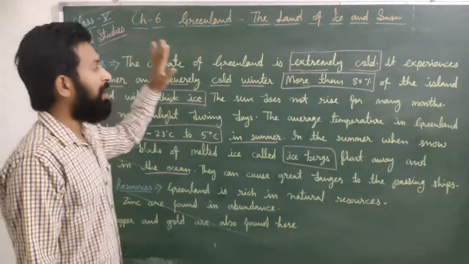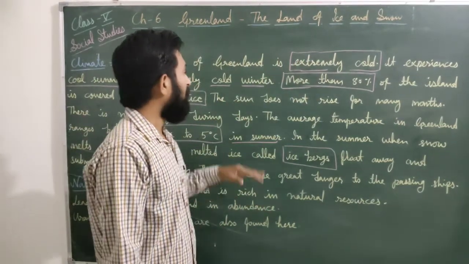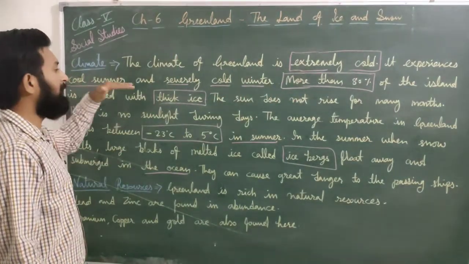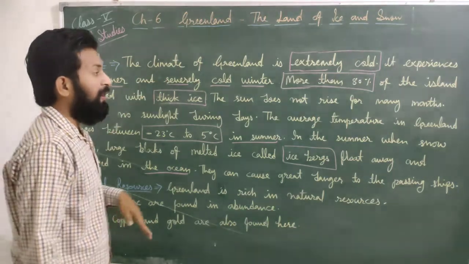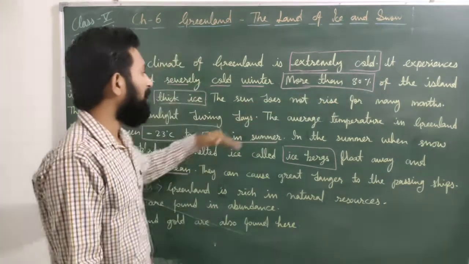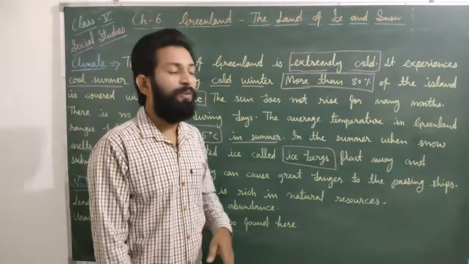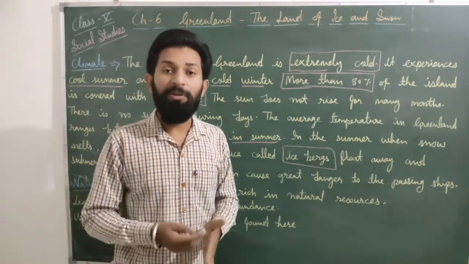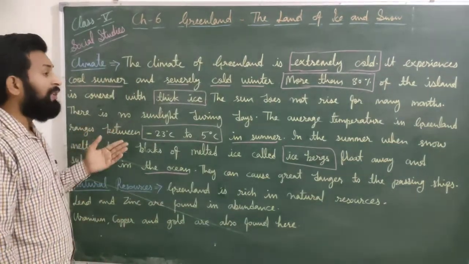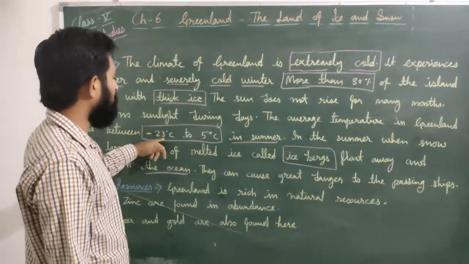The climate of Greenland is extremely cold. If anyone asks you about the climate of Greenland, then you can easily say that the climate of Greenland is extremely cold. It experiences cool summer and severely cold winter. More than 80% of the island is covered with thick ice, and the sun does not rise for many months. Even during daytime they don't get the sun rays, and the average temperature in Greenland ranges between minus 23 degrees Celsius to 5 degrees Celsius.